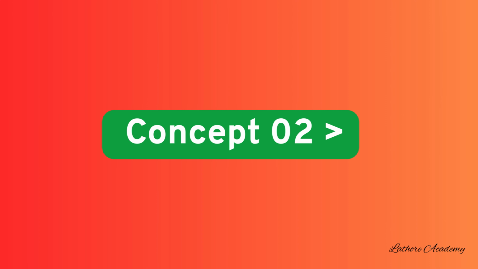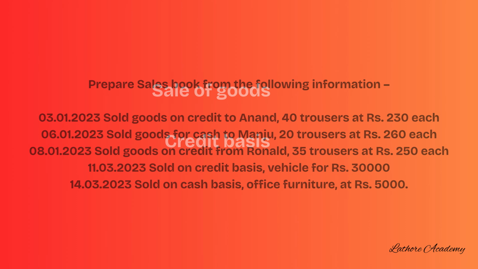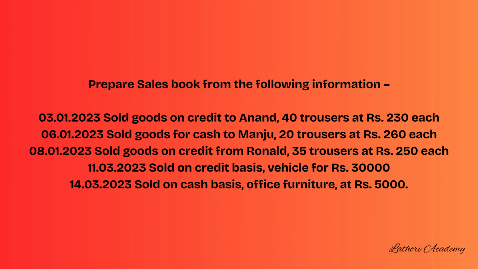So in the next concept, number 2, we have to prepare the sales book from the following information. Students, the sales book is a book which records only the credit sale of goods. Cash sale will not appear, and cash sale of fixed assets will not appear. Only the credit sale of goods will appear in the sales book. So let us start discussing one by one.